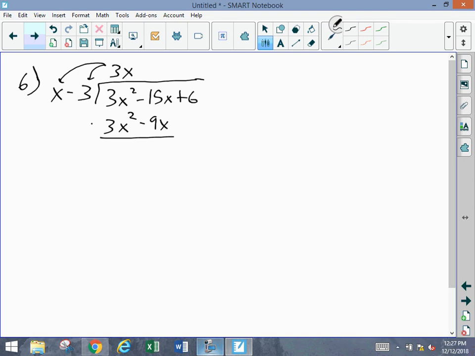Now I'm going to change the sign of each of these terms and then add. So 3x squared minus 3x squared is 0. Negative 15x plus 9x is negative 6x. Drop the 6. There we go.